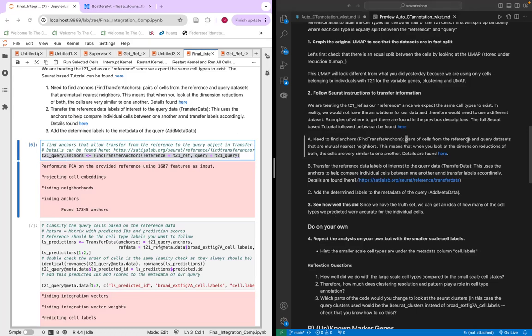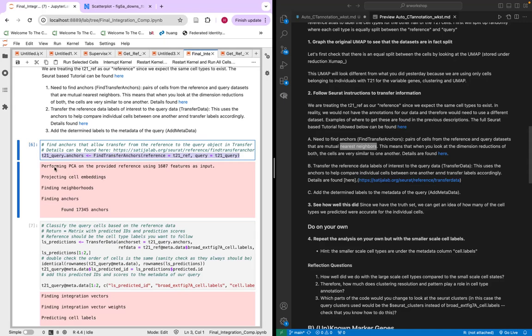Anchors are essentially pairs of cells from both the reference and the query data sets that are mutual nearest neighbors, meaning they're very, very similar. It's a lot easier to figure out where other cells, which might be a little more questionable in how they relate to the reference set, belong when we have a few key pairs of cells that we know are very, very similar. We can do this by looking at dimension reductions and doing nearest neighbors analyses, but you don't need to do any of that. Just understanding how it works is good.